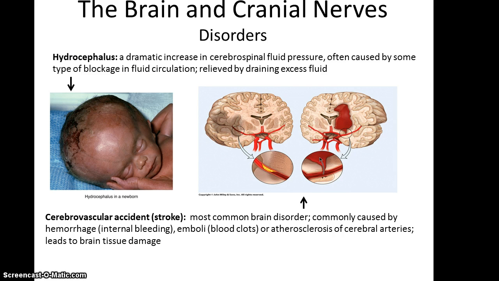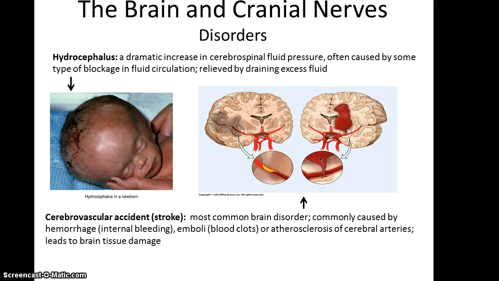So, possible disorders in the brain. You can have hydrocephalus, as seen in this picture here. This is a dramatic increase in the amount of cerebrospinal fluid pressure, usually caused by some sort of blockage in the circulation of the cerebrospinal fluid, which means it can't be reabsorbed, and you end up having extra fluid. In the case of infants, this leads to an enlargement of the brain. In adults, it would lead to increased pressure that could lead to brain damage.